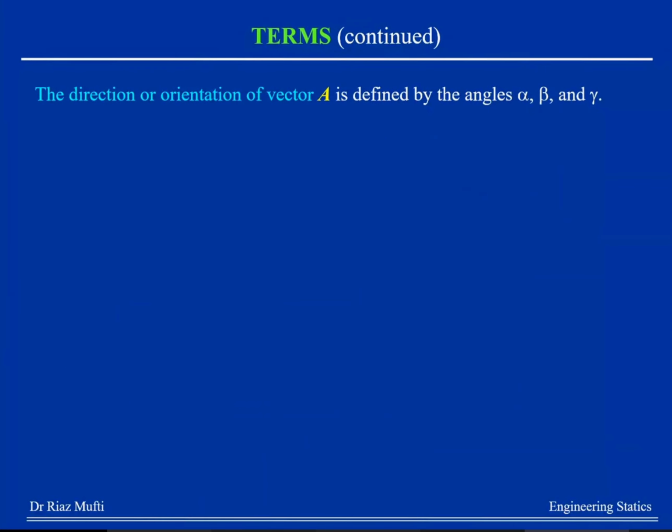The direction or the orientation of A, now let's look at the angle. What we were doing in 2D, remember we had a vector and we were looking at its angle with respect to X, or we can look at its angle with respect to Y. Now it's 3D, so we will do exactly the same. We need to see the angle of the vector with respect to X, Y, and Z, because now there are three axes.